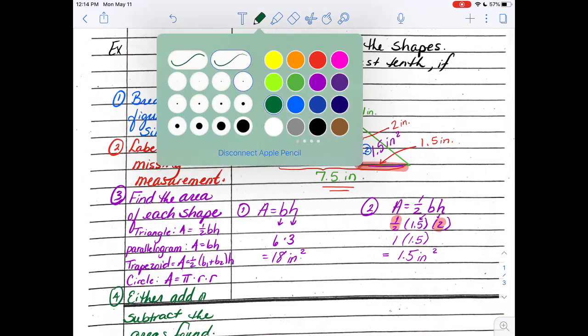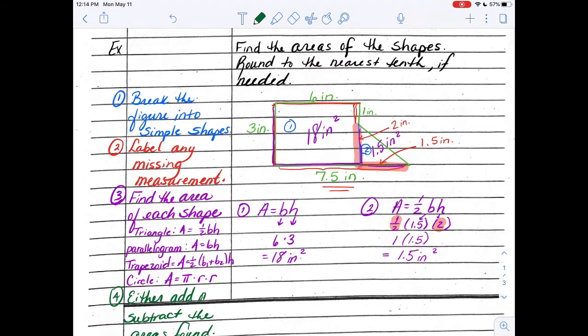So if I take those 2 pieces that I just found, the rectangle and the triangle, and I want to find the area of that whole entire composite figure, I'm going to take my 18 inches squared, the rectangle, add my 1.5 inches squared, my triangle, and when I put those together, I find out that whole entire composite figure has an area of 19.5 square inches.